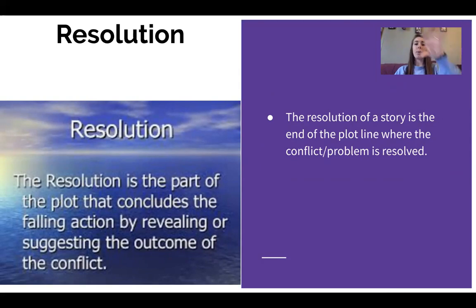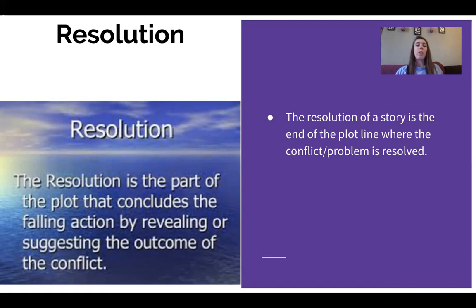All of that build up leads us to our aha moment, that climax, the most exciting part of the story, where we're like, oh my gosh, what's going to happen. Maybe it's a battle. Then after that, what happens after that stuff? We have this trickle down effect of all of the events that are happening, finally leading us to our resolution. They lived happily ever after, or whatever it may be. So those are the elements of plot.